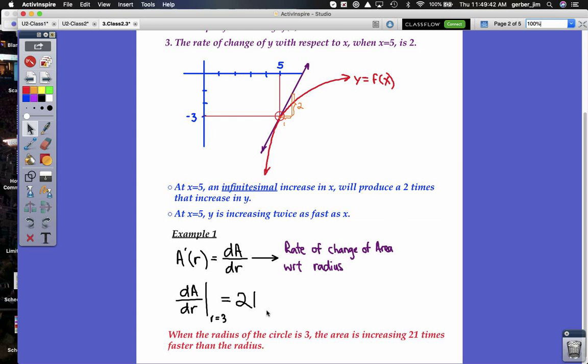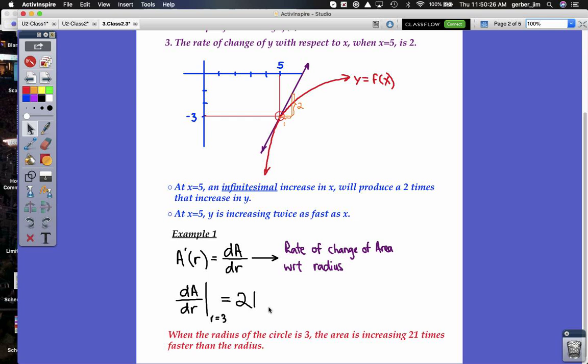Now, a lot of people are tempted to say, well, centimeters squared over centimeters just gives us centimeters. And in general, that's true. But in this case, it doesn't make any sense. The correct units of this are 21 square centimeters per centimeter. Because if you think about what this means, what it means is that when the radius is 3 centimeters, if I increase the radius, the area increases by 21 square centimeters. In other words, the area is increasing at a rate of 21 square centimeters per centimeter increase in radius. Therefore, 21 square centimeters per centimeter. Every centimeter increase in radius produces a 21 square centimeter increase in area.